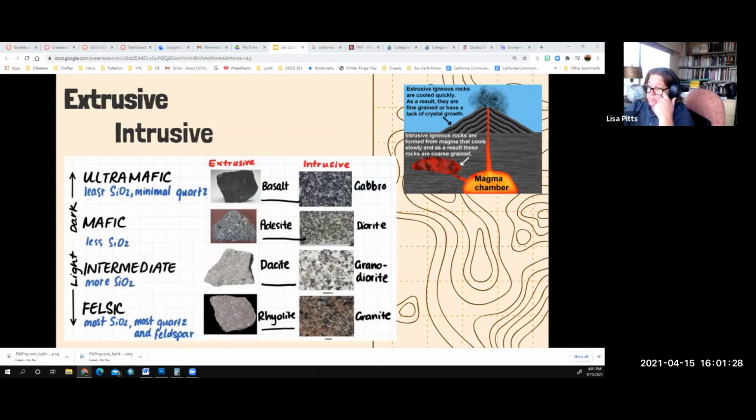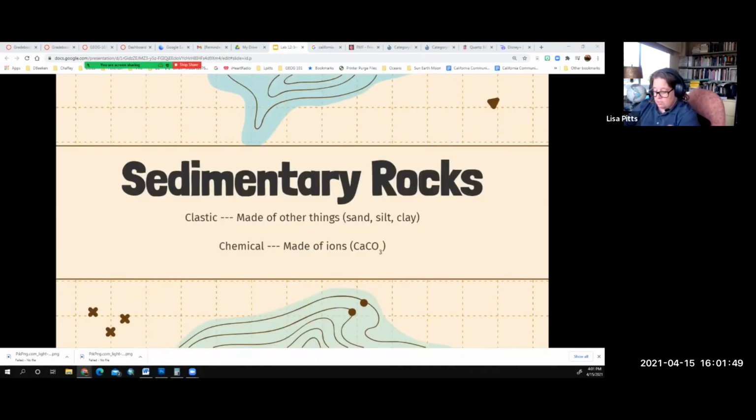So this would be the chart, table 2.2, that you would use to identify an igneous rock when you're doing your rock identification at the end of this particular activity. So I'll talk a little bit about that in a second. The next type of rock is sedimentary rocks.